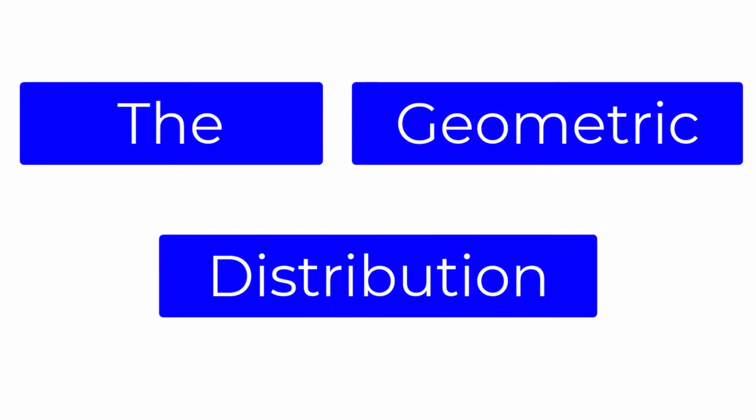In this video, we'll be discussing one of my favorite discrete probability distributions, which is the geometric distribution. The geometric distribution is similar to the binomial distribution, except instead of having a set number of binomial trials, we repeat binomial trials until we get the first success, and then we stop.